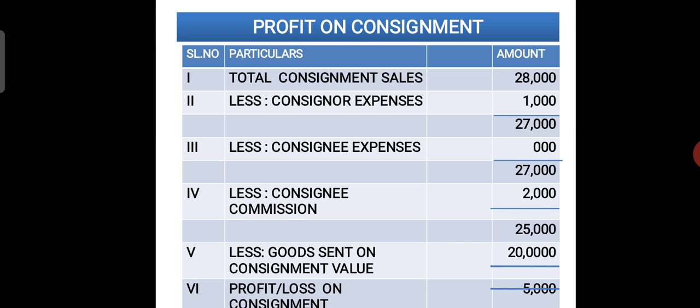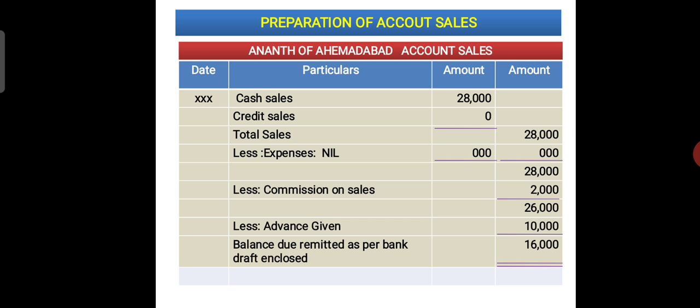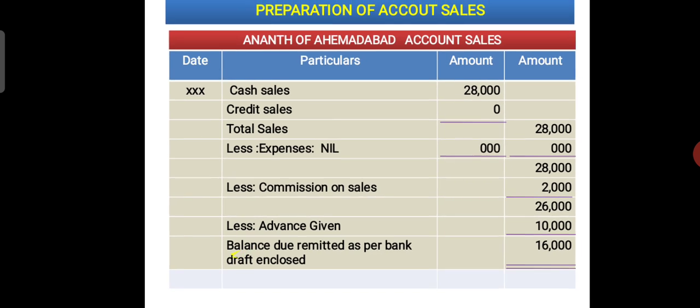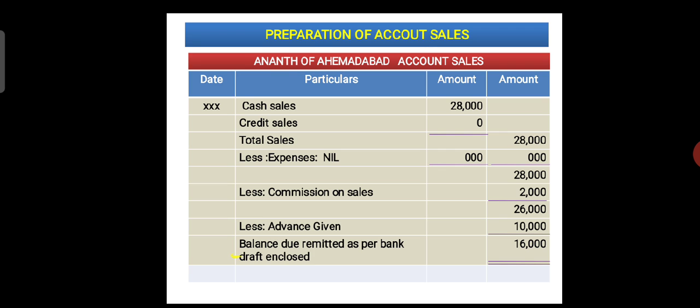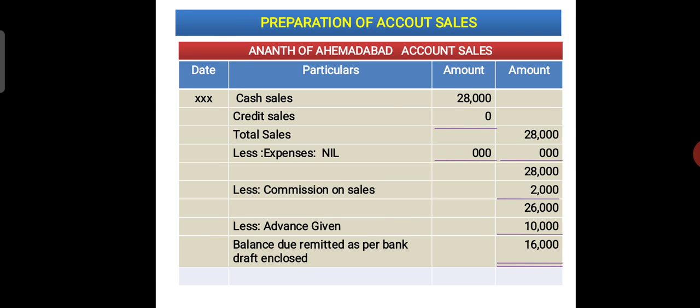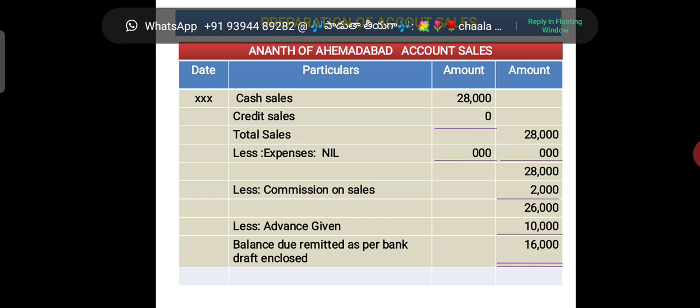Okay students, like this with a simple statement we can find the profit that we made on consignment. No need to prepare a consignment account. Okay, next account sales. It also has to be prepared under working notes. Of course it may consume a lot of time, but to understand the problem and solution better we have to do all these things. So here the calculation of profit on consignment with the help of a simple statement also comes under working notes, and the preparation of account sales also comes under working notes.